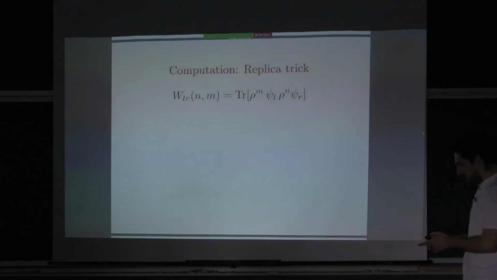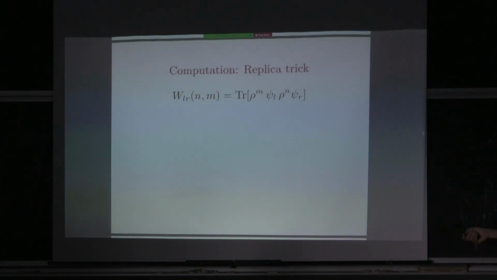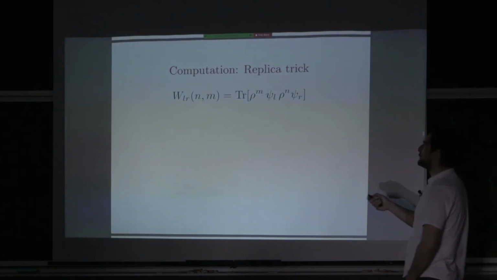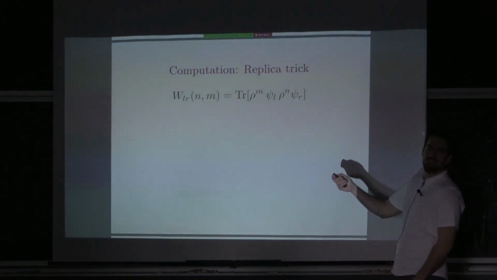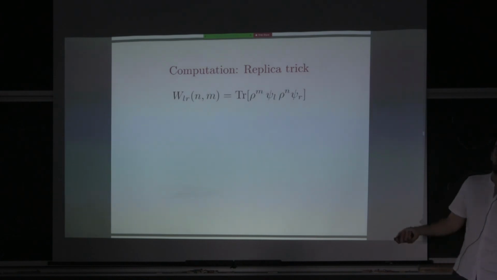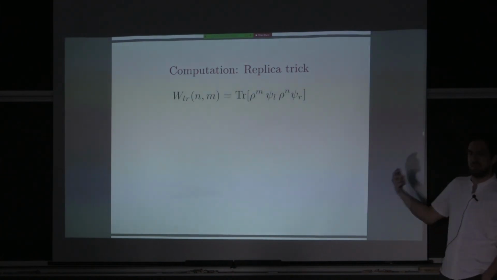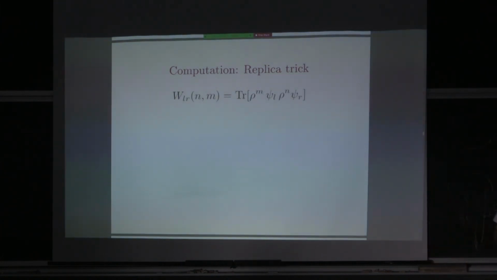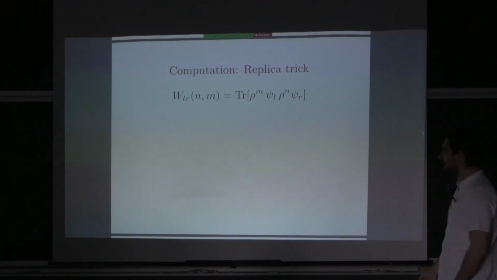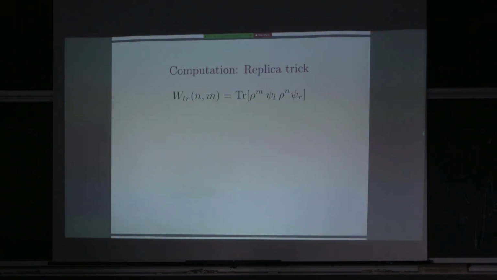So what we do is we resort to the favorite trick of theoretical physicists, the replica trick. What you're going to have to do is replace these imaginary powers with integer powers, compute this function for all integer powers m and n, and then hope that you can get an analytic result that you can analytically continue to get the modular flow that you want. That's the trick.